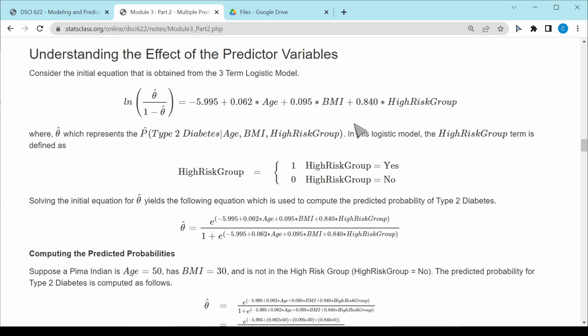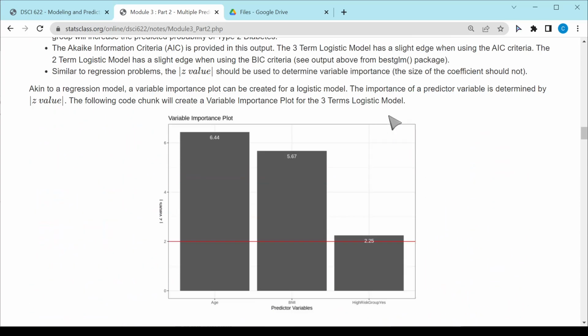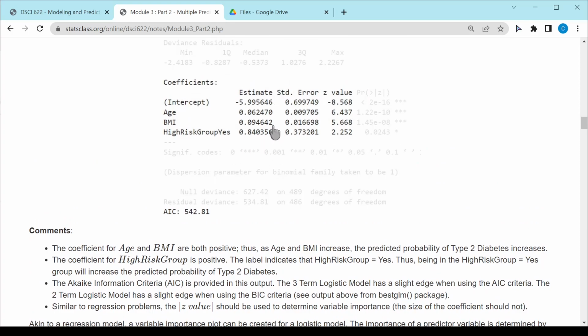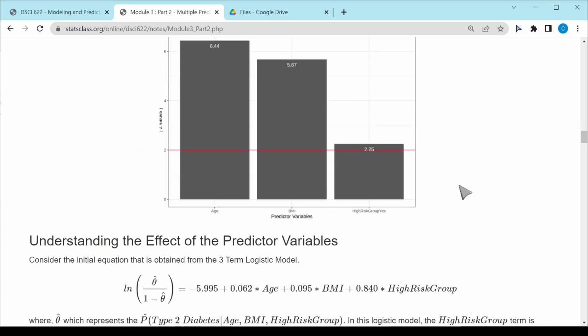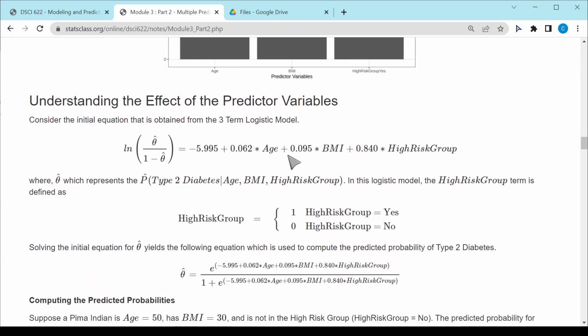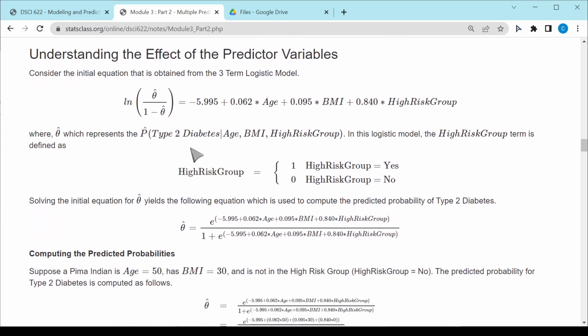Let's talk a little bit about understanding the effect of the predictor variables, and I'm going to do this for the 3 variable model here. The estimates here, negative 5.99, 0.06, 0.09, 0.84, just go into this logistic equation here. Now the left-hand side of this is not the predicted probability, but it's a function of that predicted probability. As I said, the high-risk group here is an indicator variable, so that's going to be set to 1 when you are in the high-risk group. It's going to be set to 0 when you're not in the high-risk group.